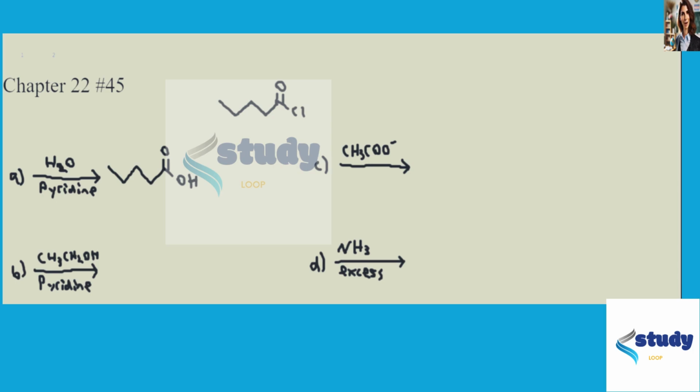For B, we're using ethanol and pyridine. And so instead of a carboxylic acid, we're going to end up with the ethyl ester.